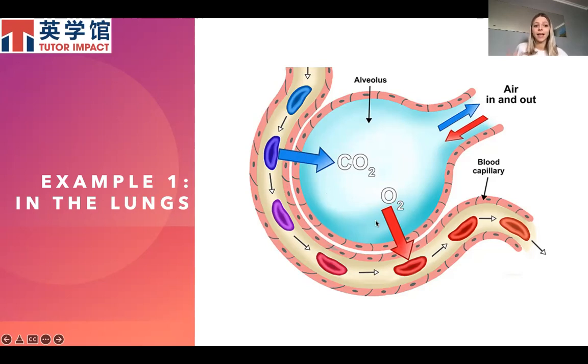It can be exhaled. And this movement of gases is called gas exchange, and it's facilitated by the process of diffusion. So as we said before, we have the oxygen diffusing across into the red blood cells from the alveolus, and we have the opposite with the carbon dioxide as it diffuses out of the red blood cells and through the cell membrane into the alveoli. So this is an example of diffusion.